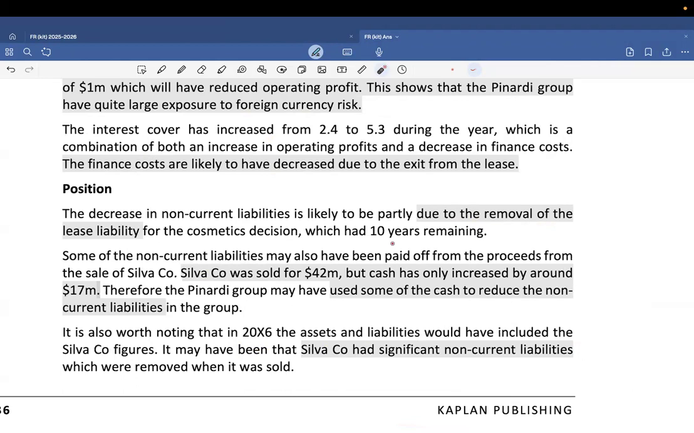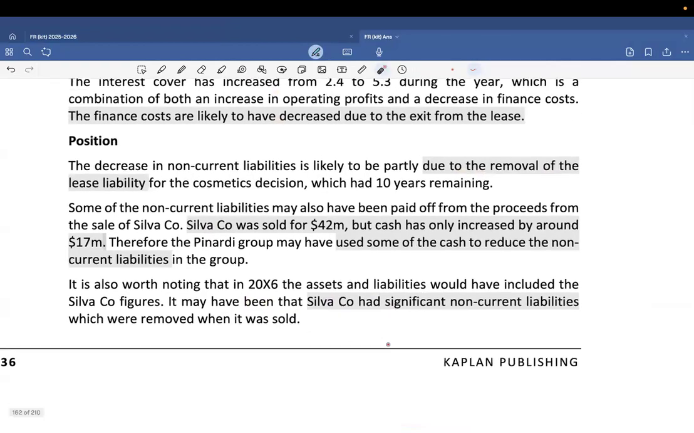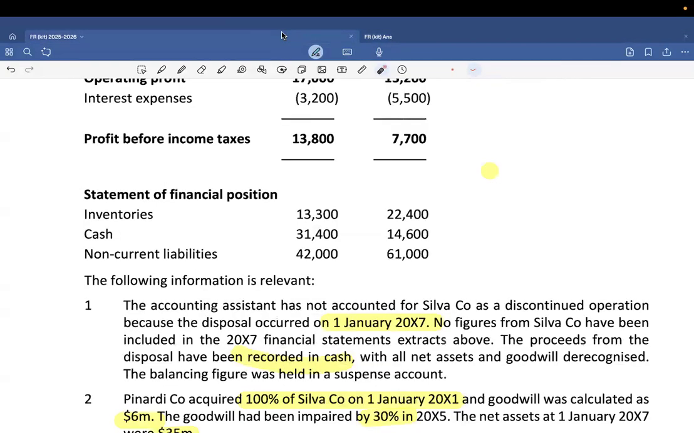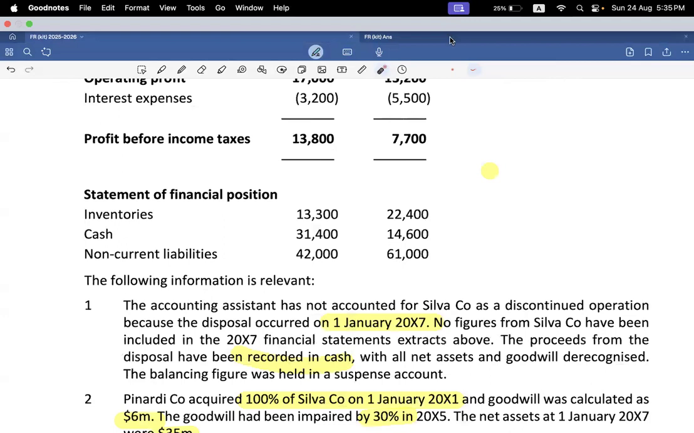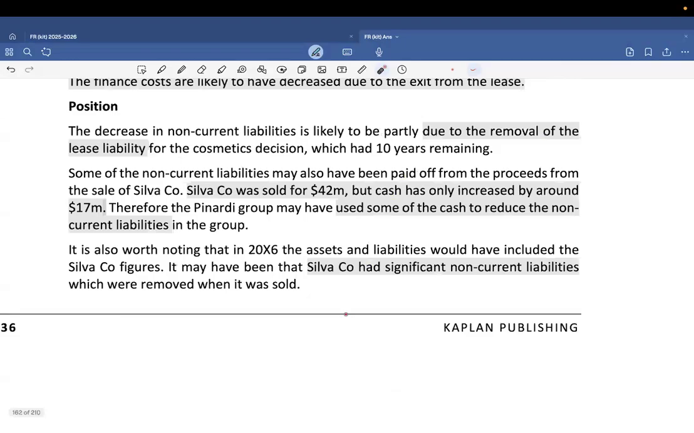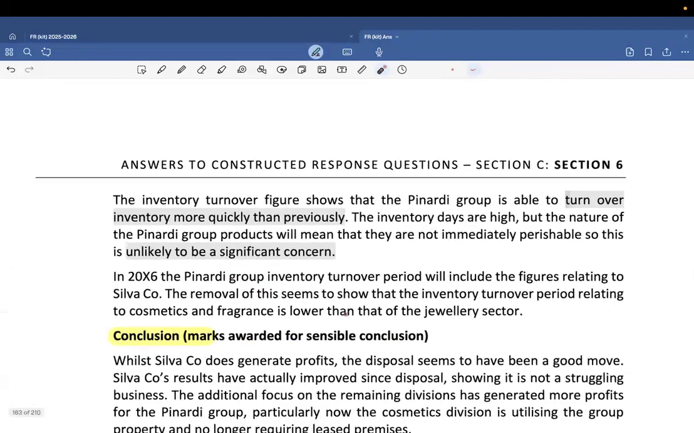Now, it should be noted that in 2006, it is a combination of Silva Company and Pinardi Group. So the third chance is that in this particular amount, there could be amounts of non-current liability that Silva Company owed. So when removed, it became much lower.